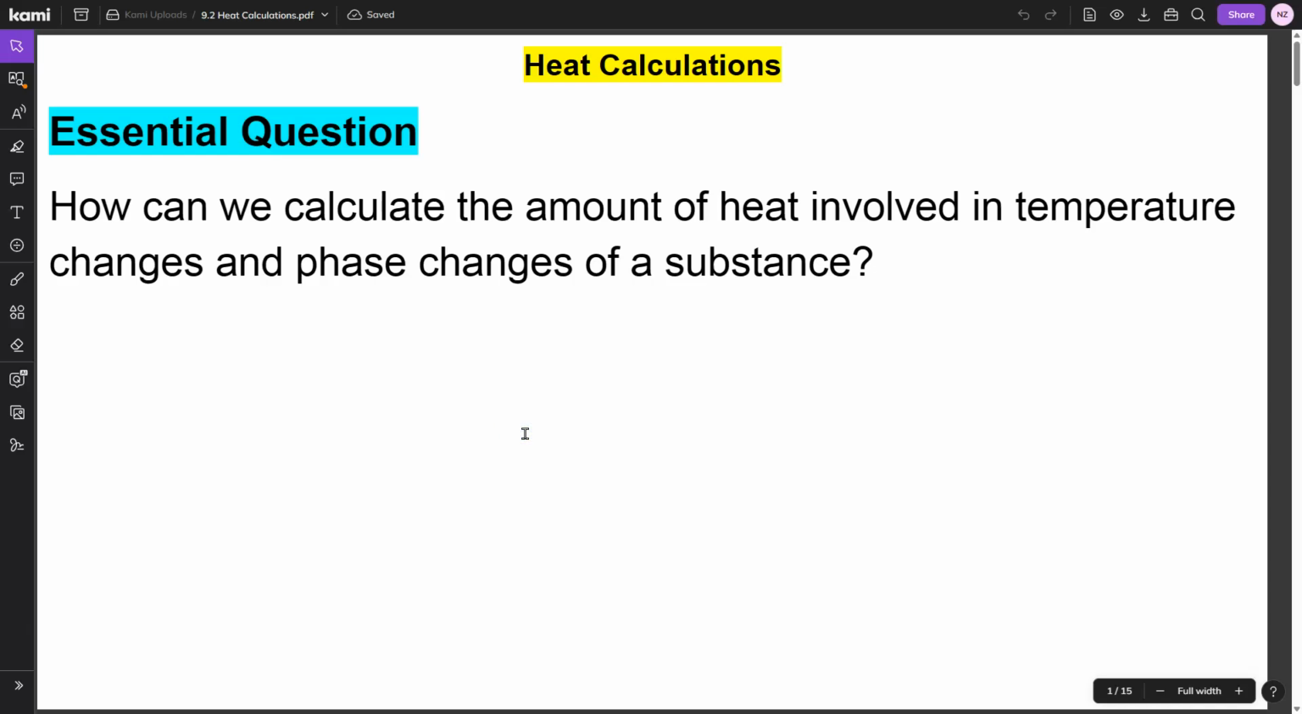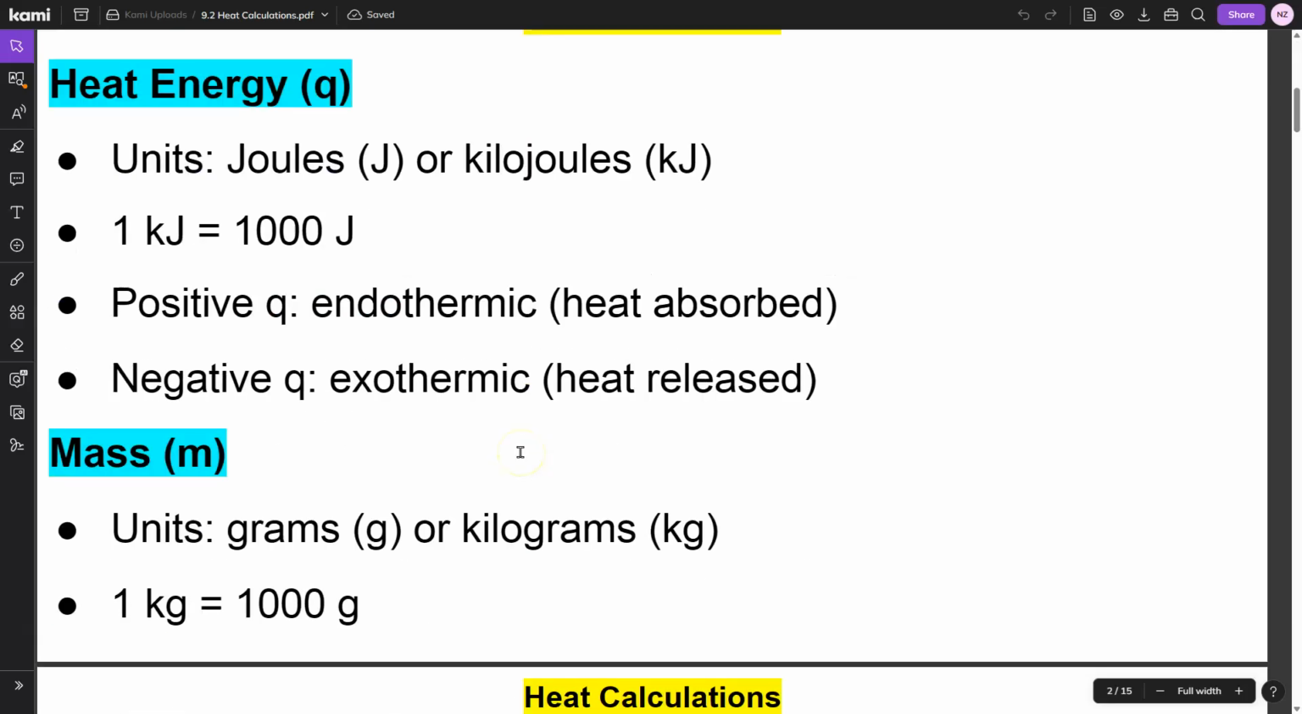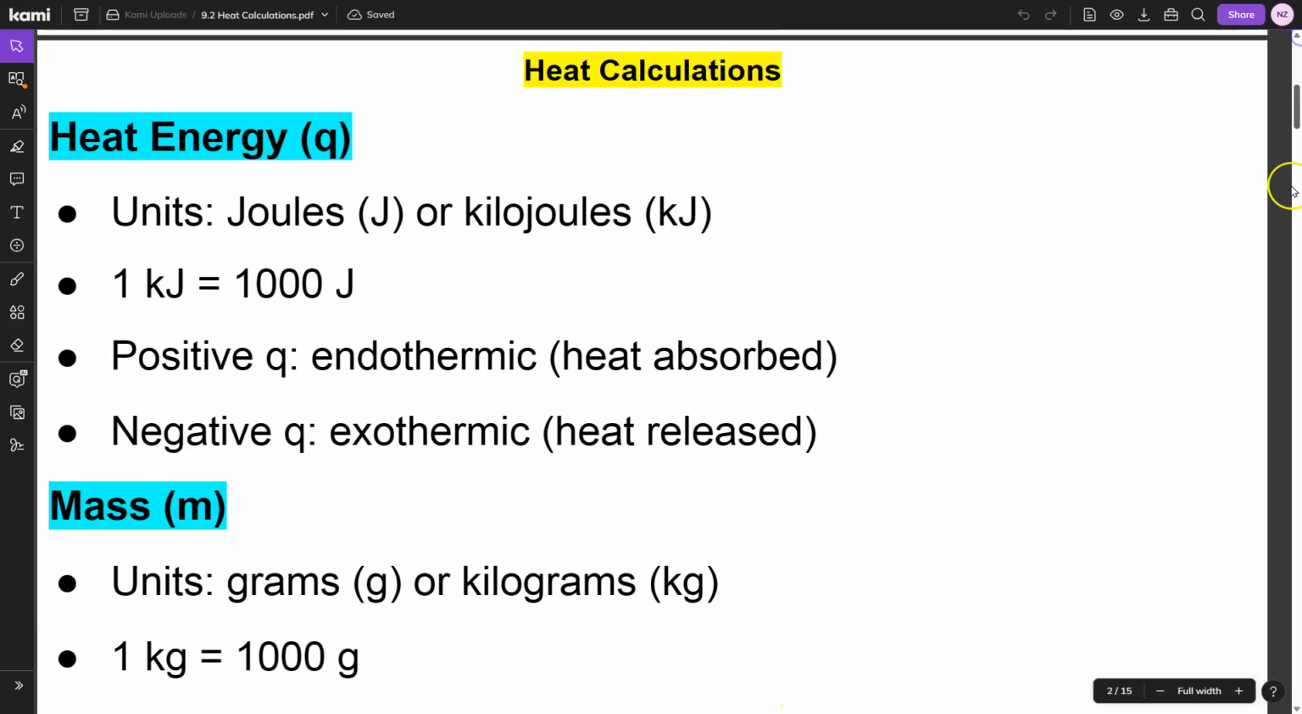In this video, we're going to go through heat calculations. The question we're going to answer is how can we calculate the amount of heat involved in temperature changes and phase changes of a substance? So let's begin by reviewing the units that we're going to need for our heat equation.